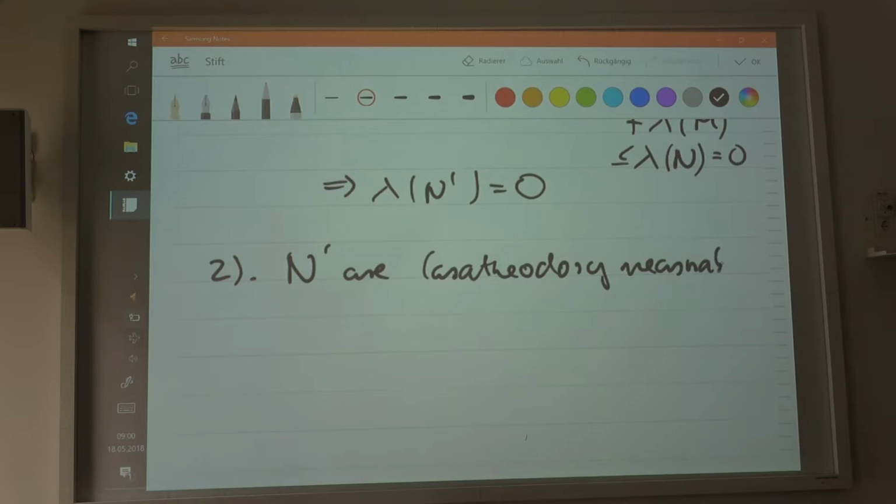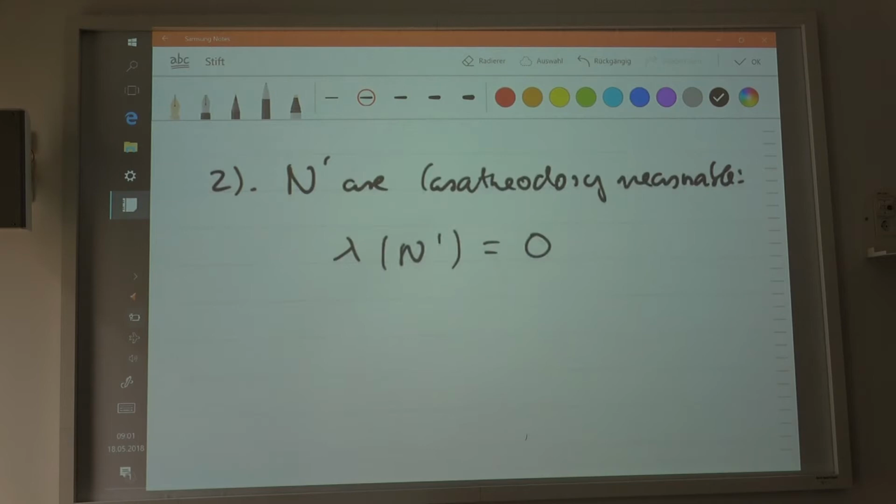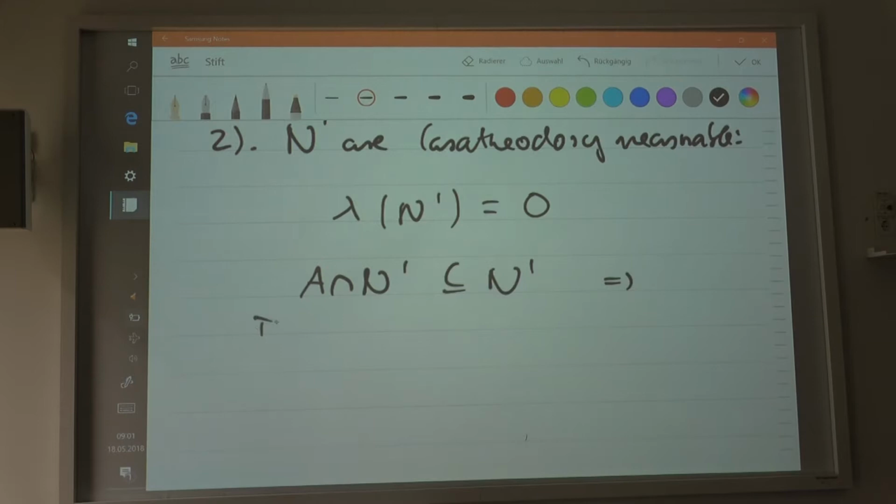First off, we figure out that the outer image of that set is equal to zero. In that case, you also have that for a certain set A, the intersection of A and N prime is a subset of N prime. That means that for any set A, the image of the intersection of A and N prime must also be equal to zero. That's the first thing that we figure out.